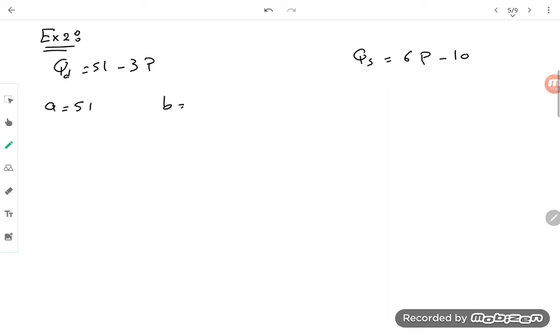Another example. If you know that QD equals 51 minus 3P and QS equals 6P minus 10, so you have to determine the value of A, which is 51, B, which is 3, C, which is 10, and D, which is 6.